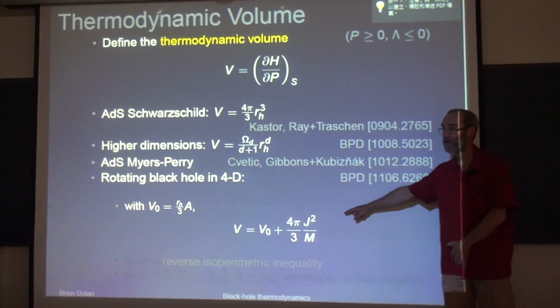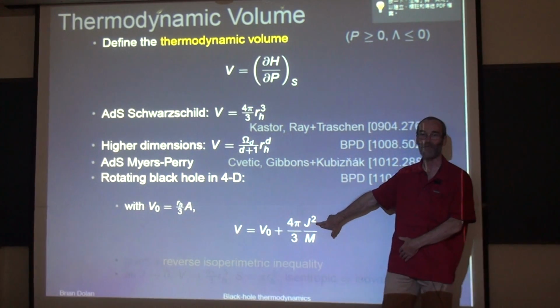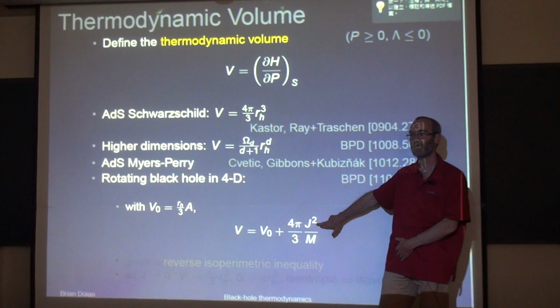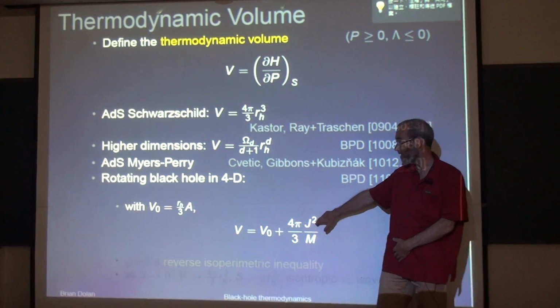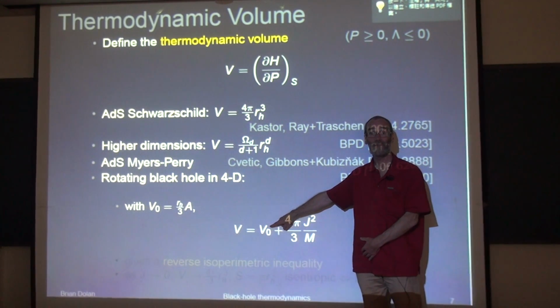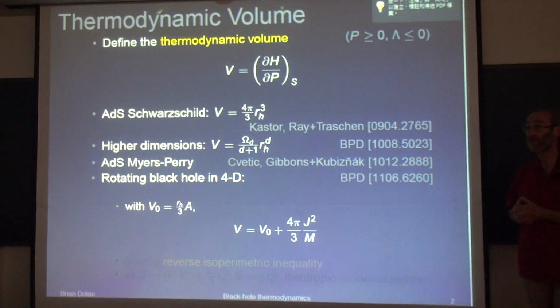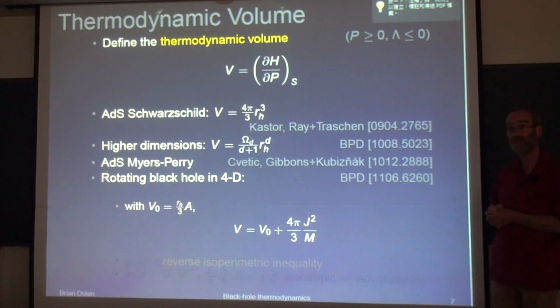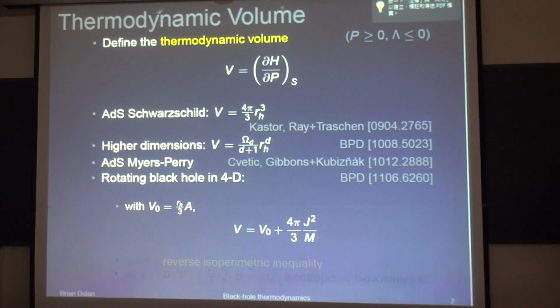Here, it's the other way around. The volume is minimized when J is 0, and J is 0 is a spherical shape. J is 0 is when the black hole is not rotating. So the spherical geometry is a minimum of volume. Right, so you fix the area, then minimizing the volume is a spherical geometry. So these people call this the reverse isoperimetric inequality.